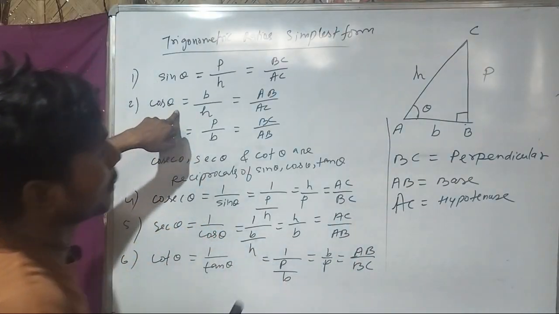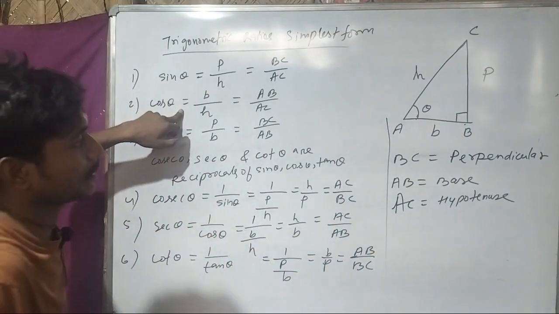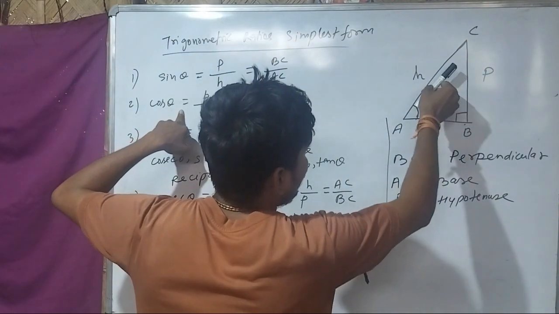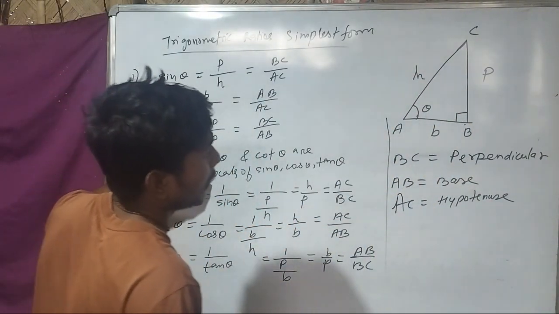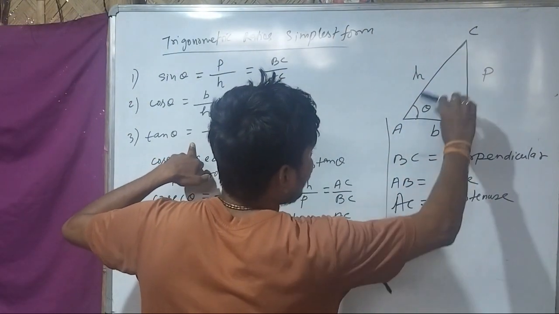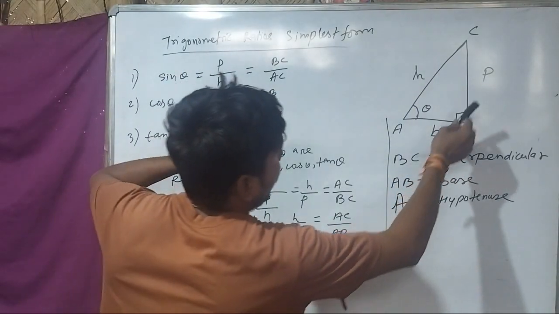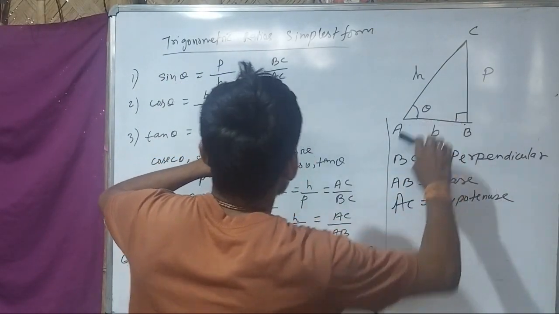Okay. Now cos theta. Cos theta is what? Base by hypotenuse. So base is AB, hypotenuse is AC. So AB by AC. Now tan theta, perpendicular by base. Okay, so perpendicular is what? BC, base is AB.